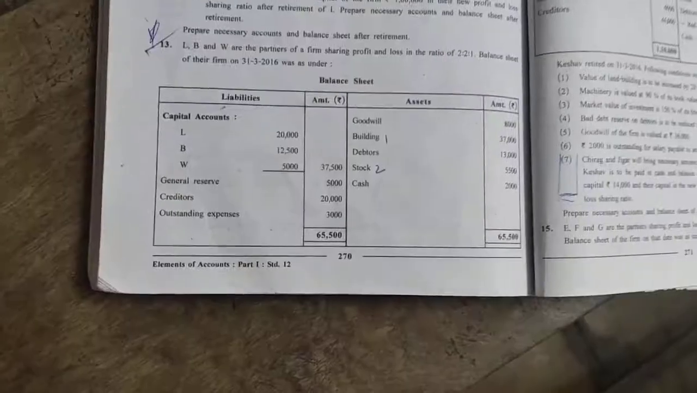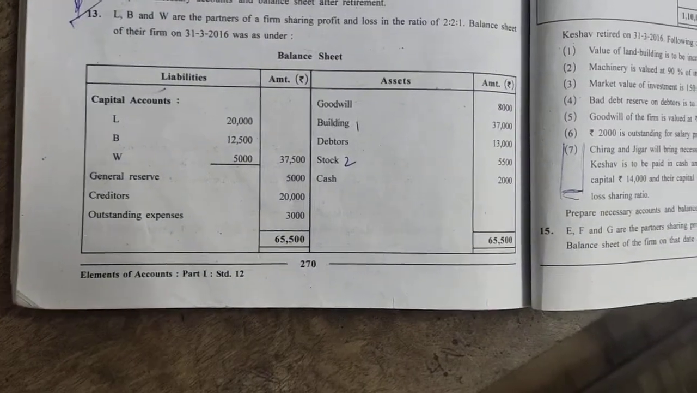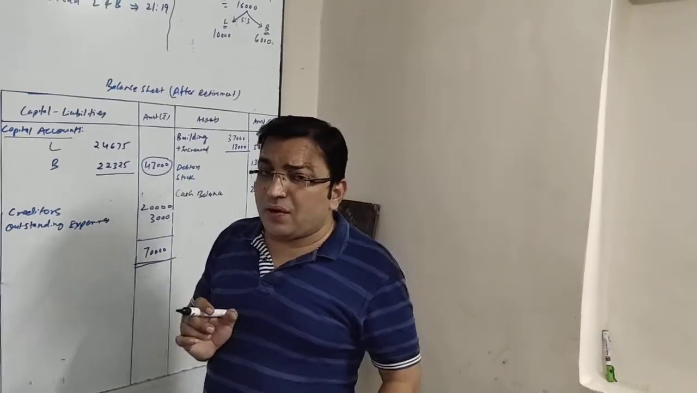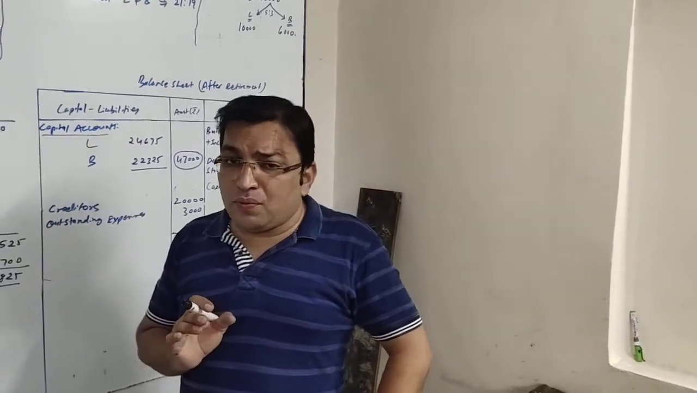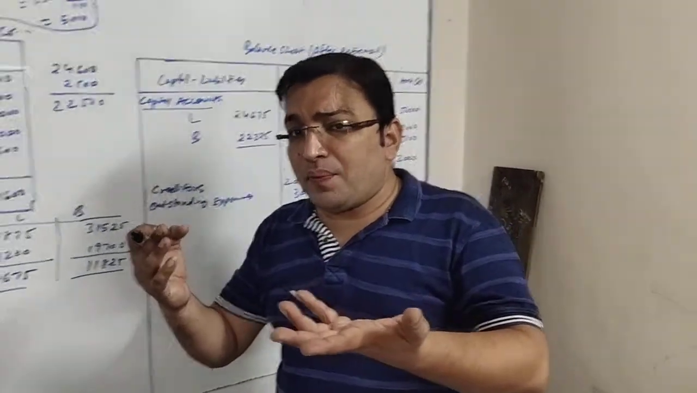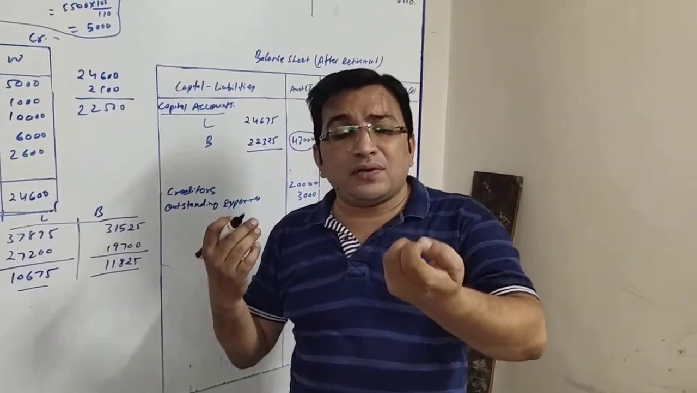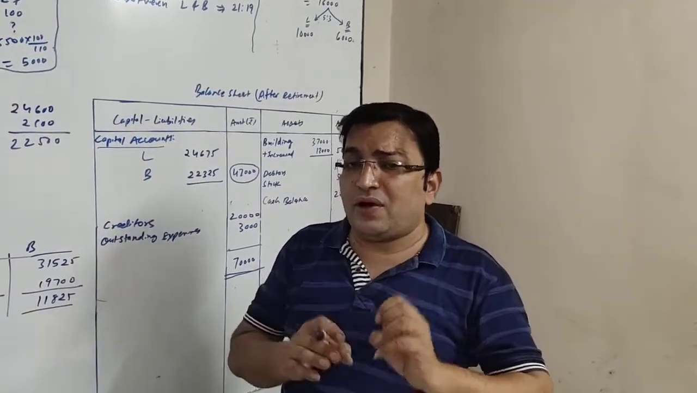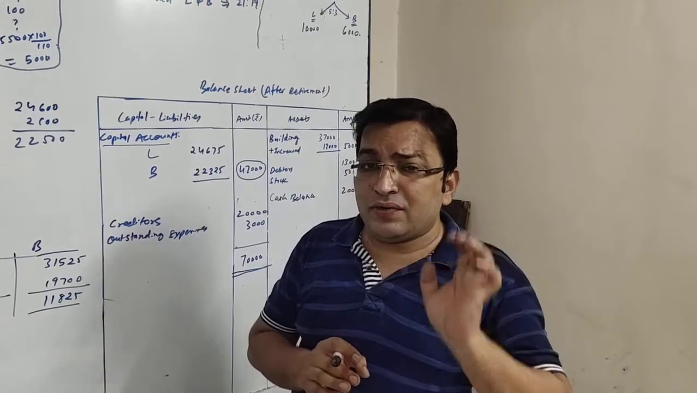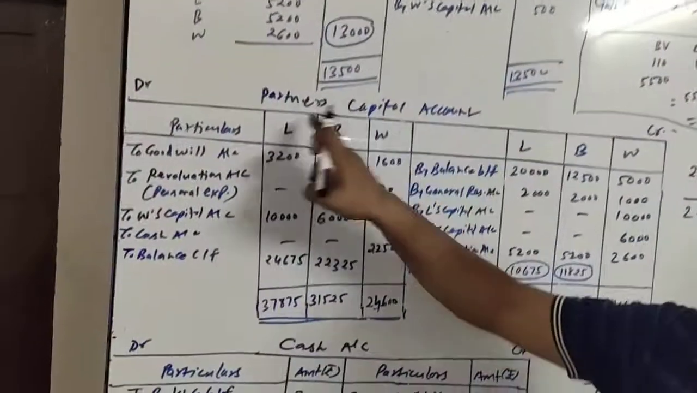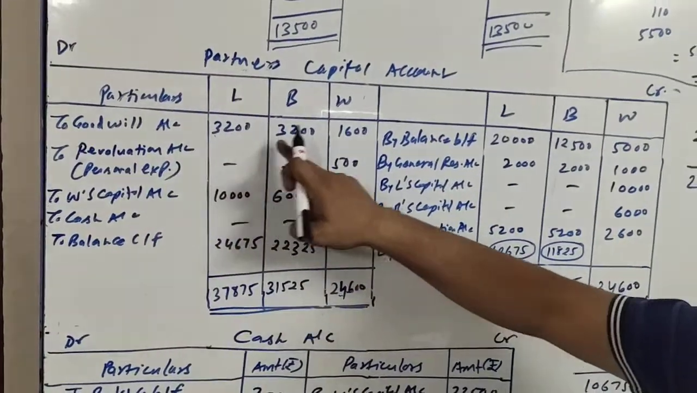Next one, goodwill is given 8,000. This is the old goodwill in the old books of the firm, which is to be written off among all the partners in their old profit and loss sharing ratio. Old profit and loss sharing ratio is 2:2:1. When I distribute 8,000 in that ratio, I will get amounts 3,200, 3,200 and 1,600 respectively. So here it is debit side of capital account to goodwill account 3,200, 3,200 and 1,600.